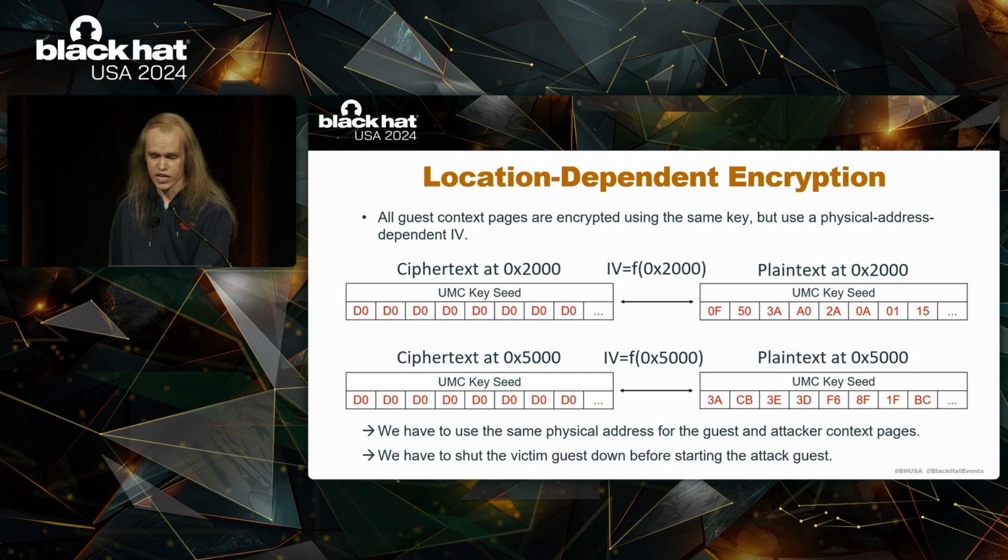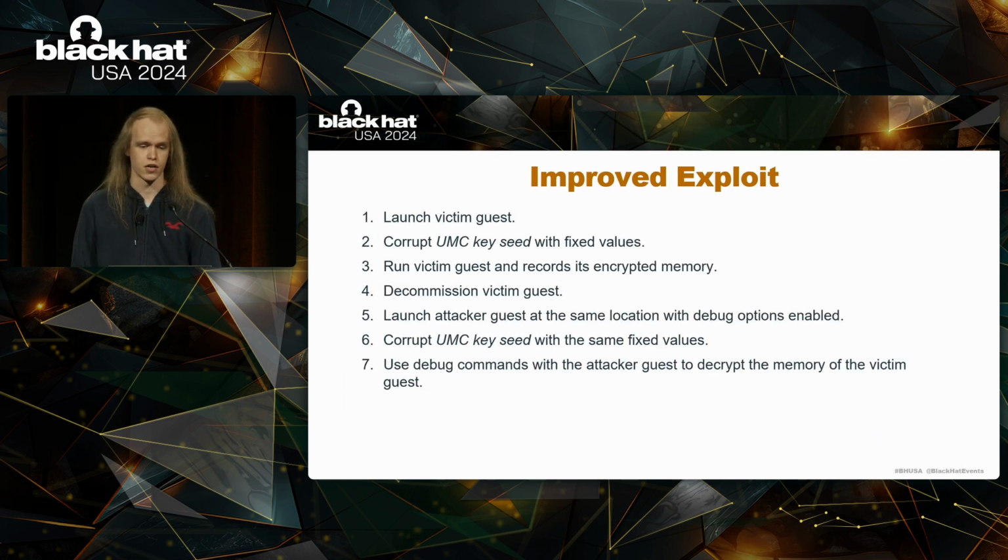OK, and with that, we actually have all of the steps that we need. So the first step is that we launch the guest like normal. But immediately after doing that, we issue malicious attestation commands and point them at the UMC key seed in that guest context page. We then run the guest, and while it's running, we record some of the memory that we potentially want to decrypt later. Eventually, the guest is being shut down.